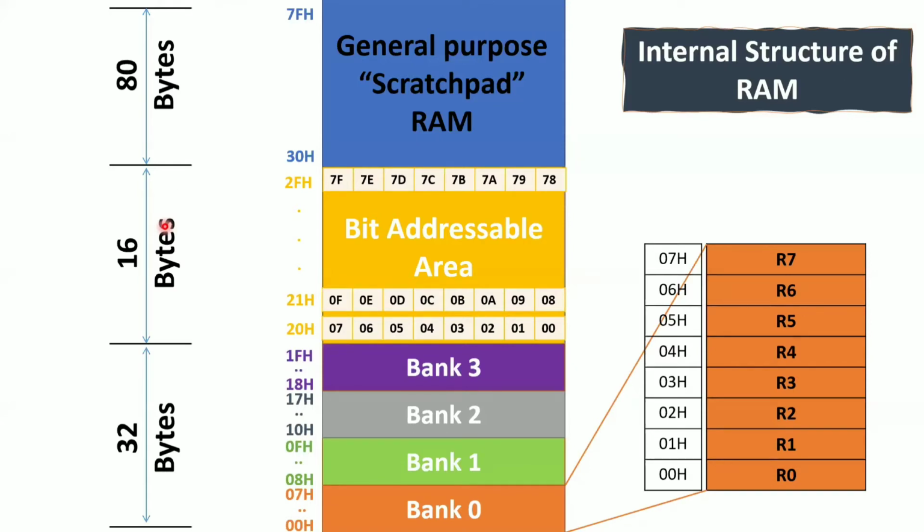There are 32 general purpose registers, and among these 32 general purpose registers, we have divided them into banks: bank 0, bank 1, bank 2, and bank 3. Each register bank consists of 8 registers. What are the names of the 8 registers? R0 to R7, and each register has one address location, in order to access the data from that particular register. Okay, now what is the next addressing mode?